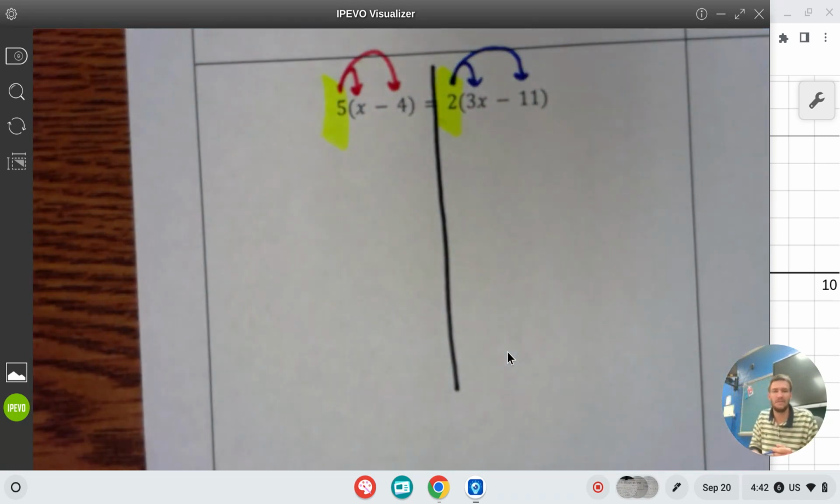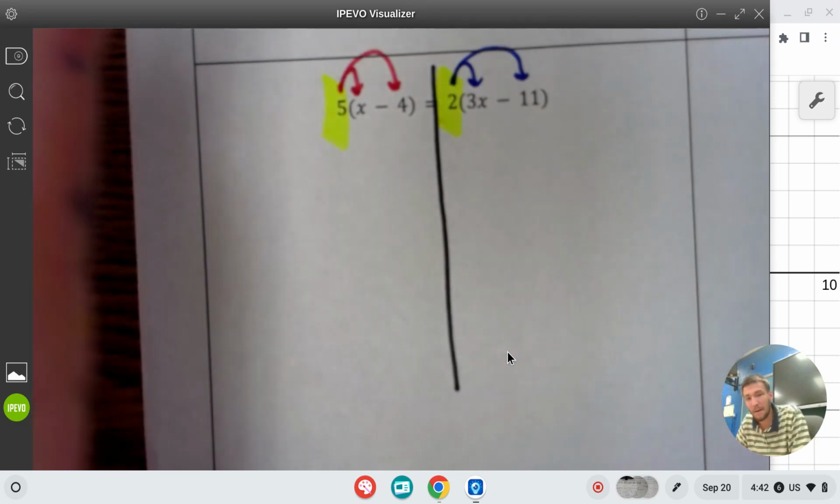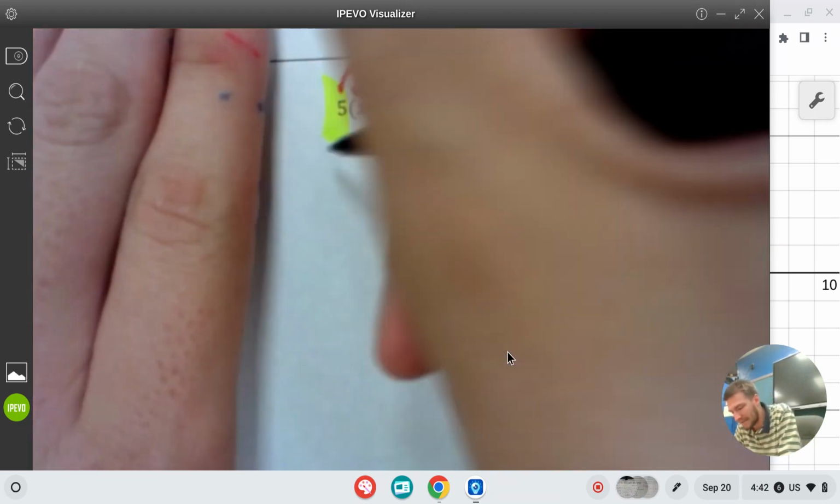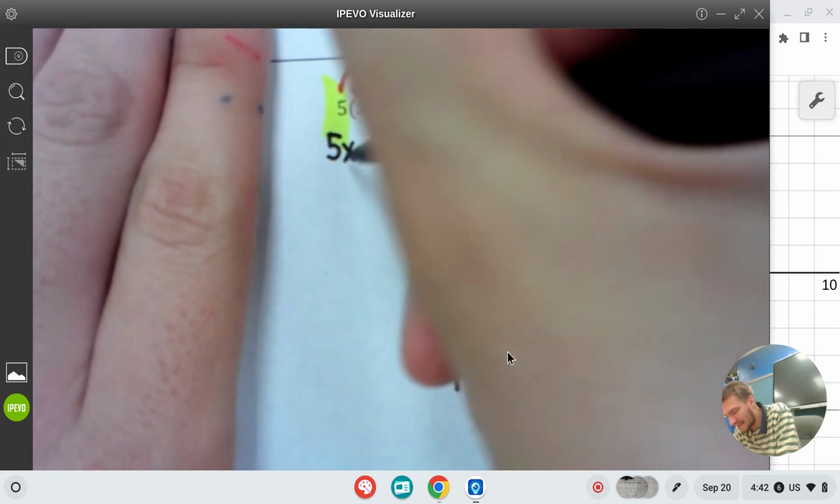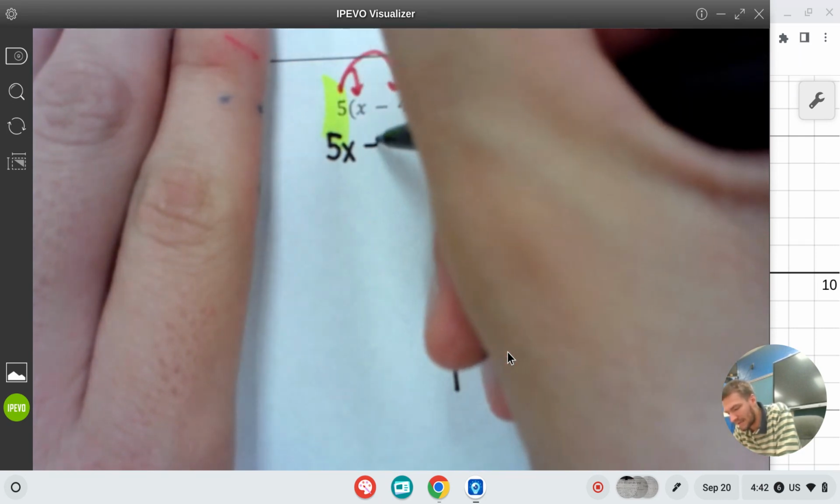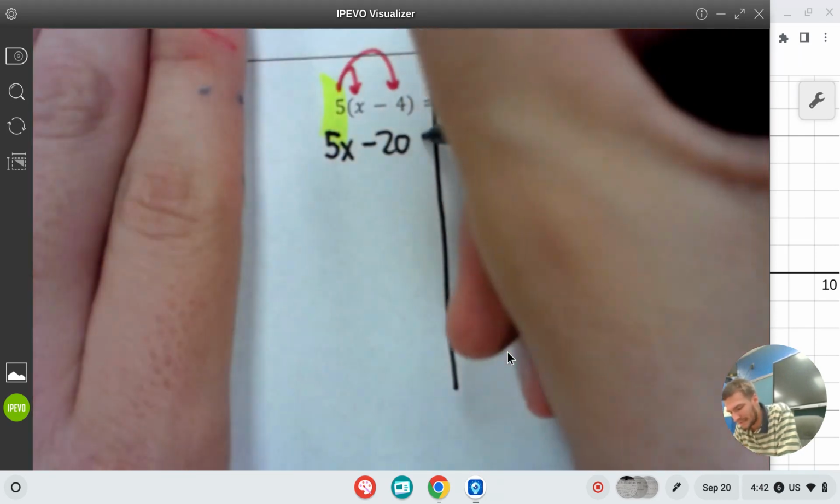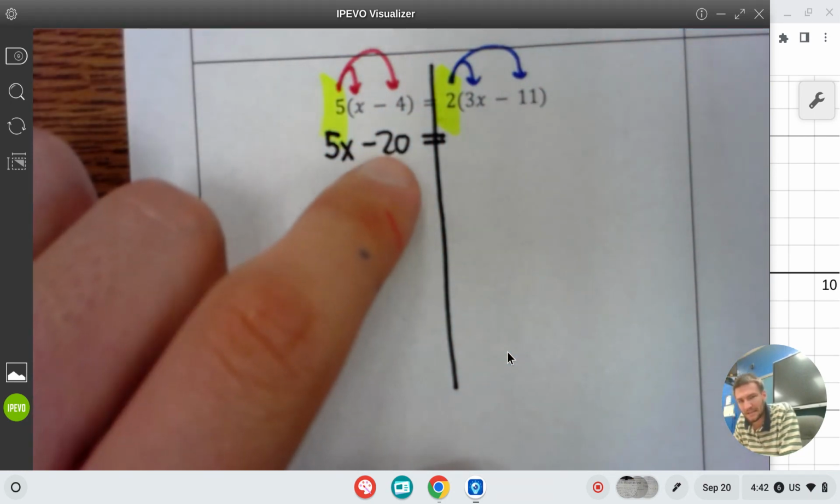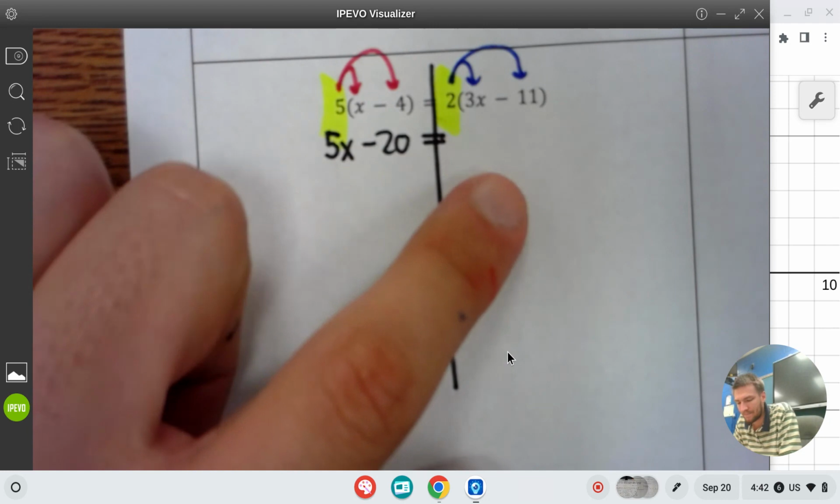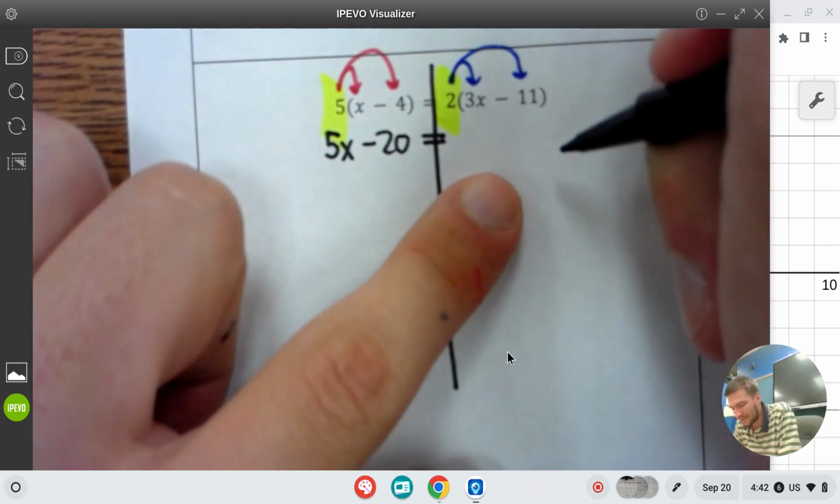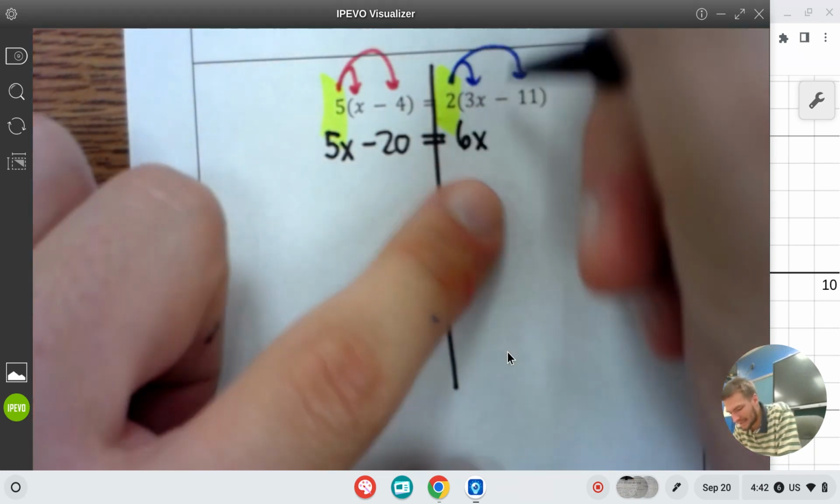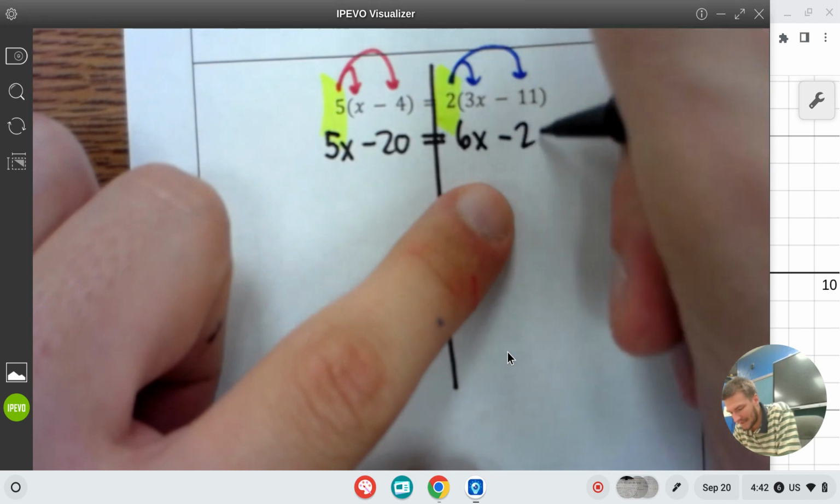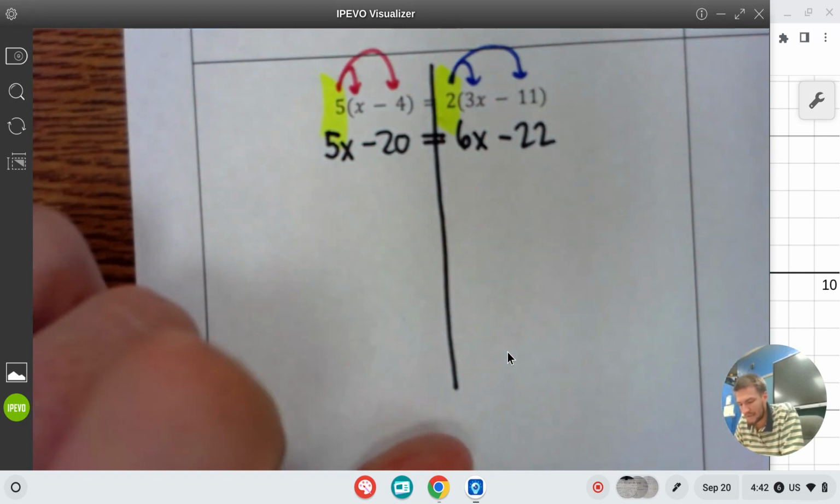Not that big of a deal. We'll just have to do it in 2 separate steps here. Distributing the 5, multiplying 5 times x is 5x. 5 times -4 is -20. It always seems to be this second number, so take your time. Over here, 2 times 3x, 6x, 2 times negative 11, negative 22.